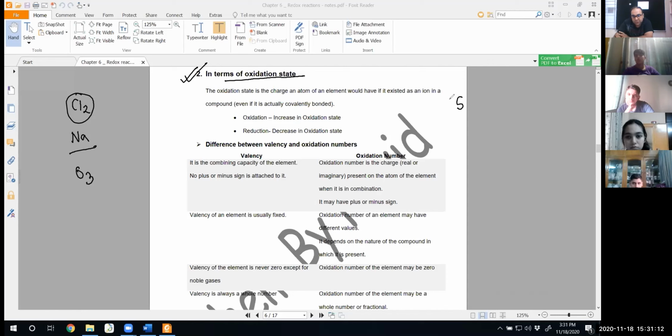So Na2S2O8. This is being formed from sodium, sulfur, and oxygen. So what is the oxidation number of sodium here? +1. Okay, I just said that whenever a substance is in the uncombined form, or whenever it is in its element form, its oxidation number has to be 0.